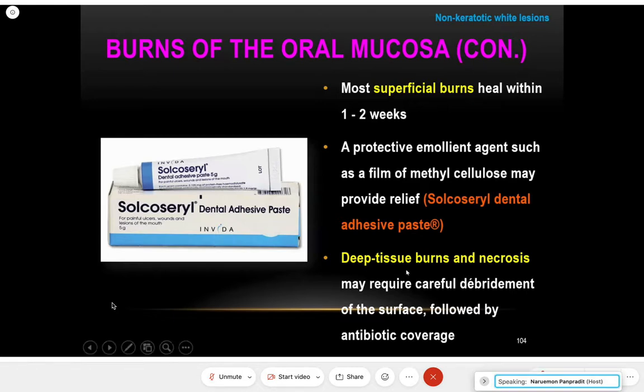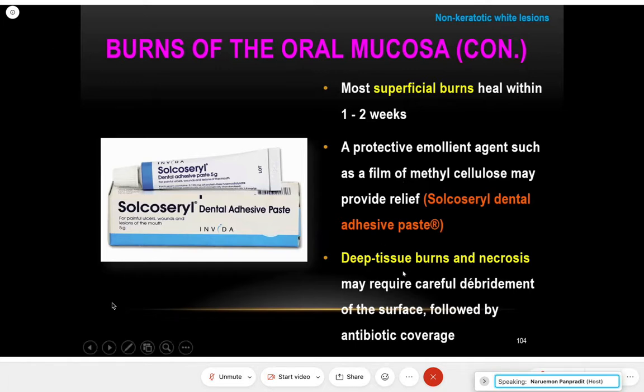As a protective agent to protect the epithelium surface, we use dental adhesive paste. The common dental adhesive paste can be prepared by the pharmacist, but commercially I found one, so-called Surreal. This is a trade name. Dental adhesive paste covers and protects the surface to relieve the pain. So maybe prescribe it to use 3 to 4 times a day until it has recovered.